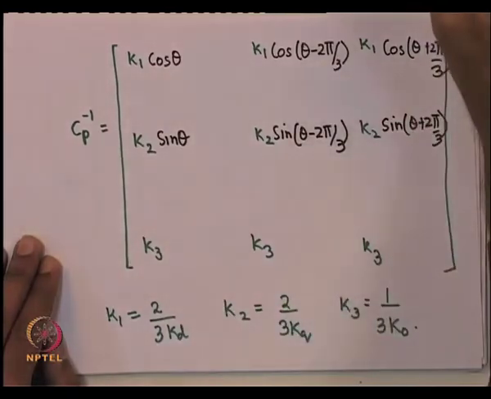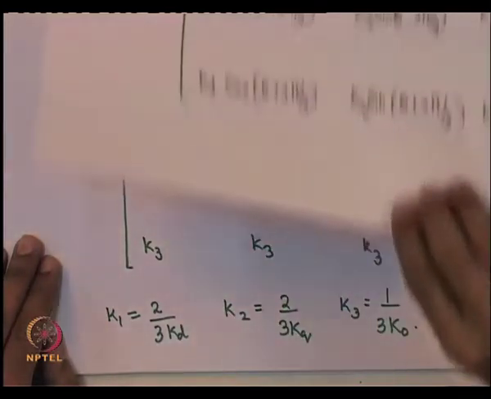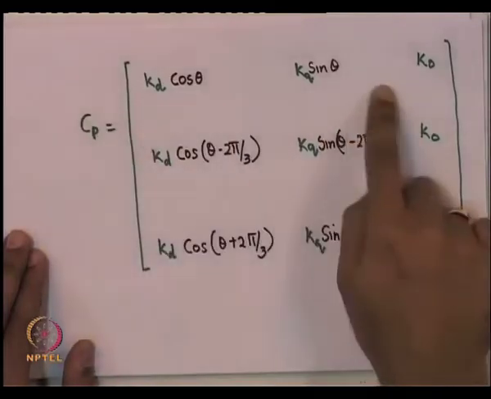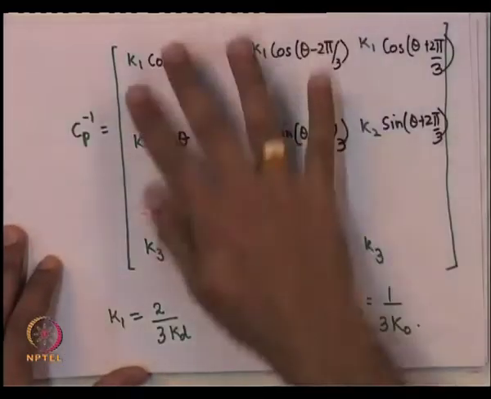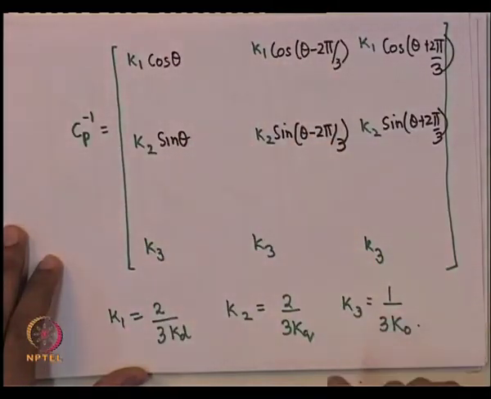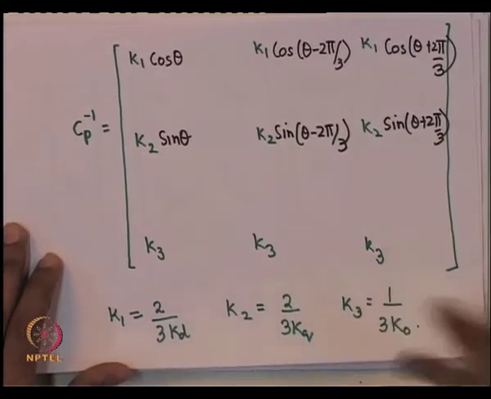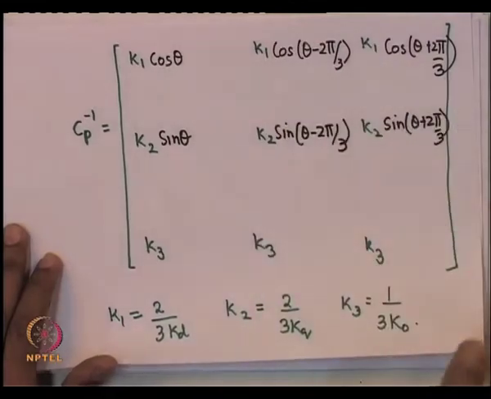You can verify this at leisure by multiplying C p with C p inverse and verifying that it does turn out to be an identity matrix, which will verify that C p inverse is indeed the inverse as I have written it down here.